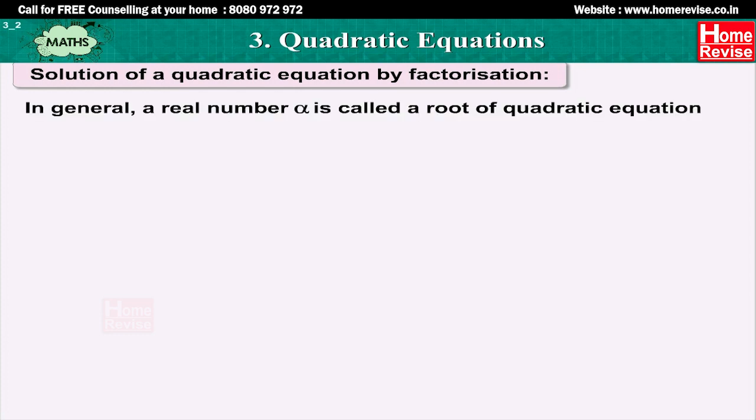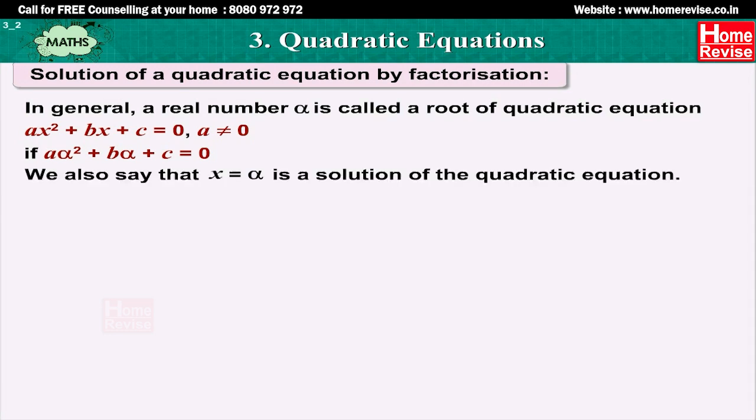Solution of a quadratic equation by factorization. In general, a real number alpha is called the root of quadratic equation ax squared plus bx plus c is equal to 0, where a is not equal to 0, if a alpha squared plus b alpha plus c is equal to 0. We also say that x is equal to alpha is a solution of the quadratic equation, or that alpha satisfies the quadratic equation.